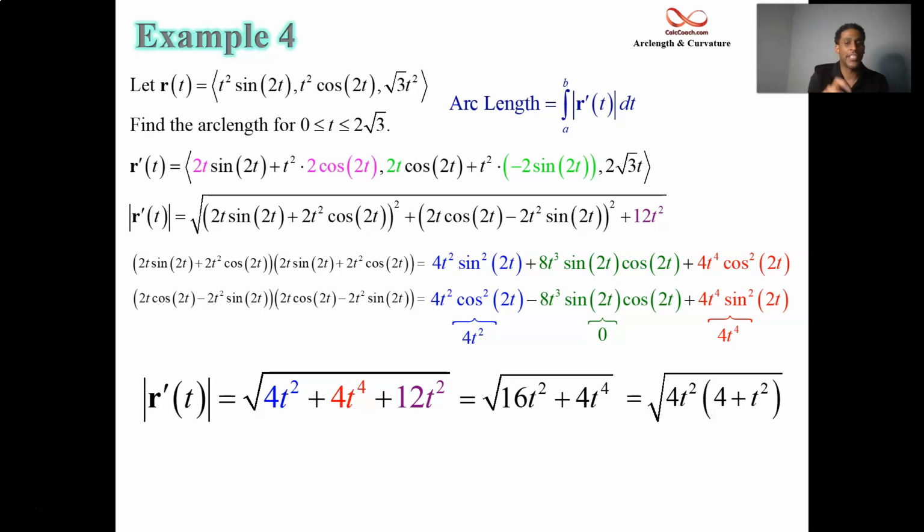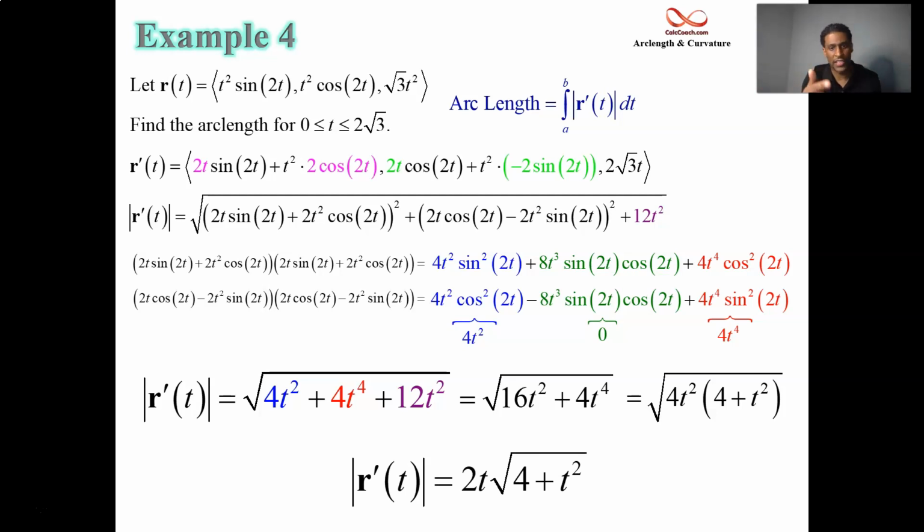Taking the square root of 4t squared, we get 2t. But the root is still on the 4 plus t squared. That is your speed. You give me a time t, starting at 0, our speed is 0. But as t increases, our speed will increase. And we're not allowing for negative time t here. If we allowed for it, then technically I would have needed an absolute value bar around the t on the outside. All right, this is what we integrate for arc length.